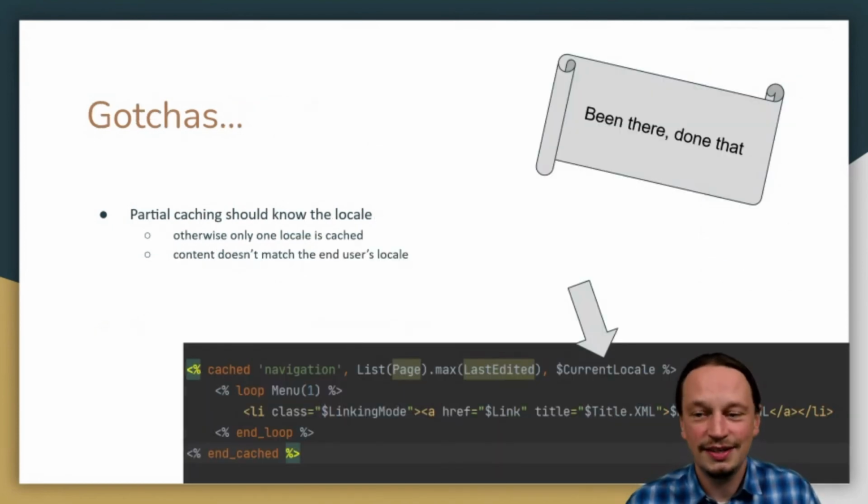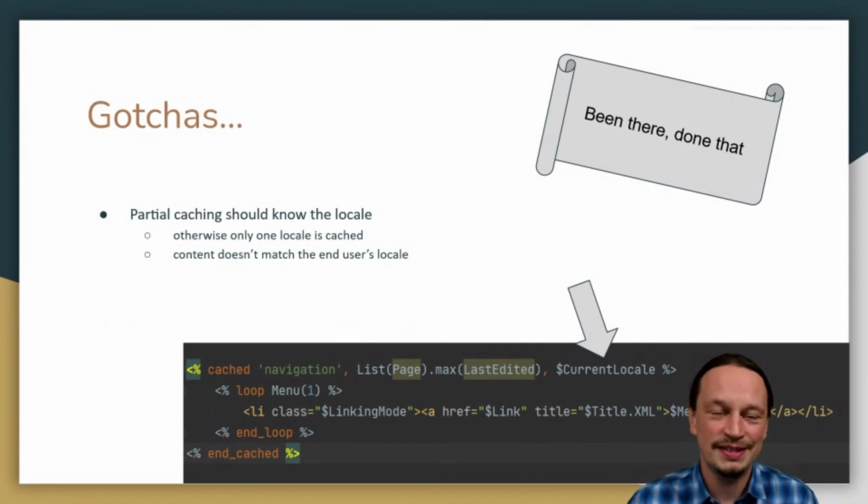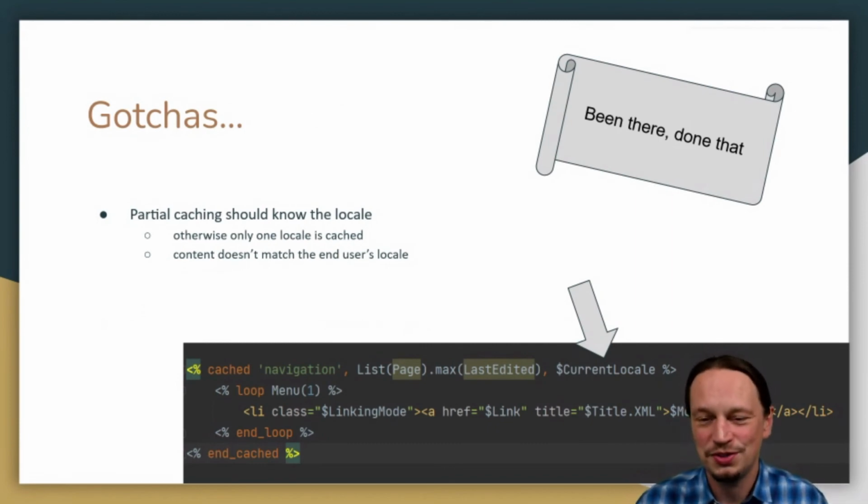Some gotchas with Fluent: you have to tell the partial cache on which locale you are. And I think it was twice that my colleague called me and said, hey, on the German page, we have the English menu, or vice versa. And well, here you just have to add the current locale string to your cache key.